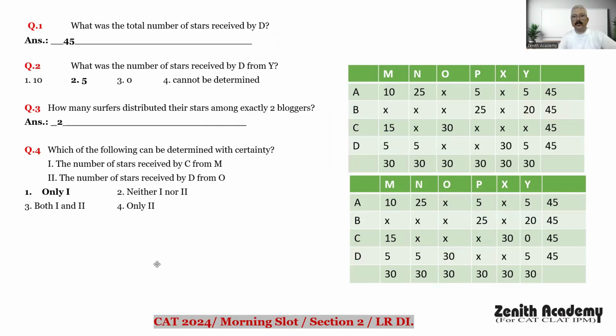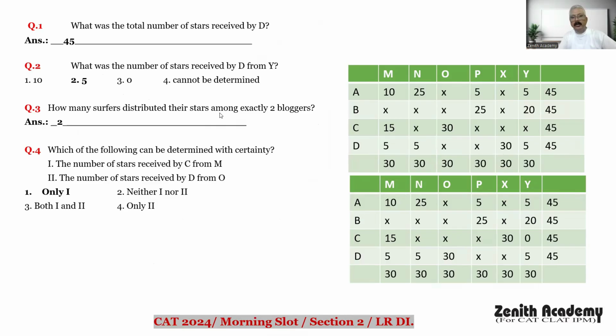Okay. So question number 1. What was the total number of stars received by D? Received by D, 45. In both cases, 45. So answer is 45. What was the number of stars received by D from Y? D from Y, 5. In both cases, it is 5. So answer is 2.